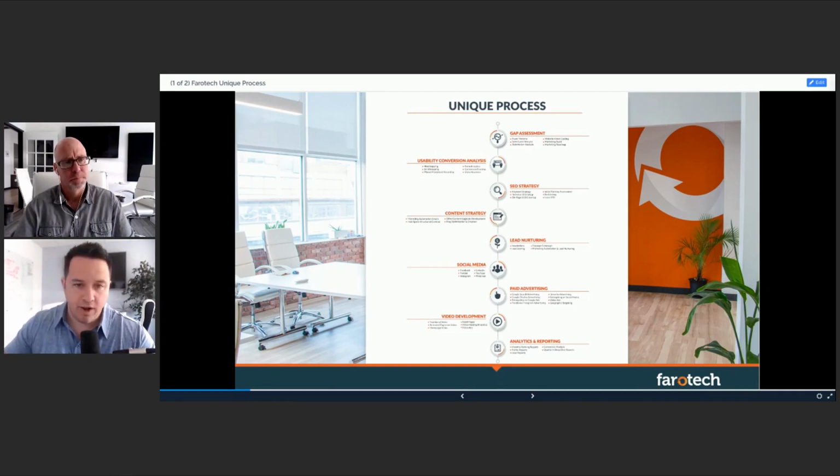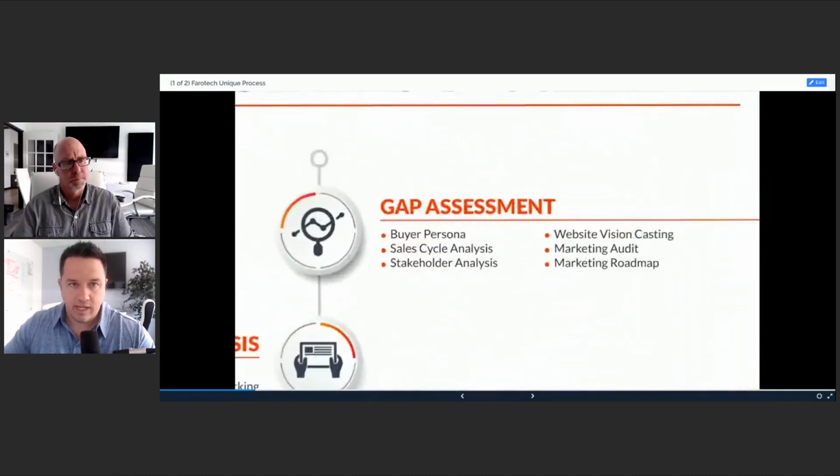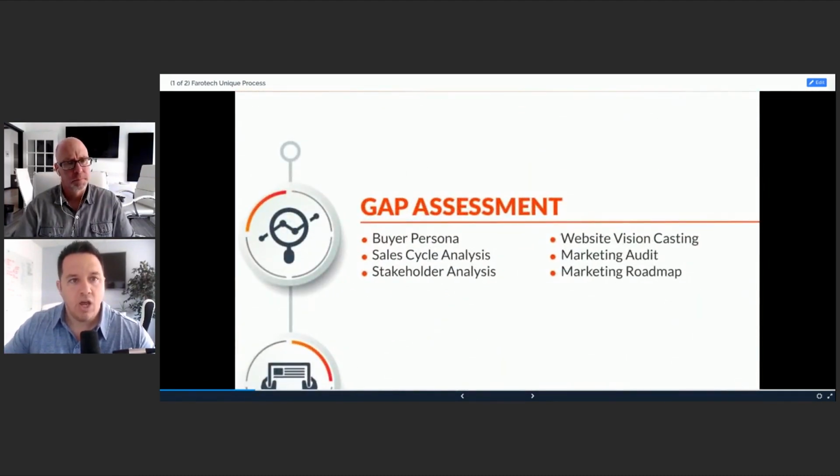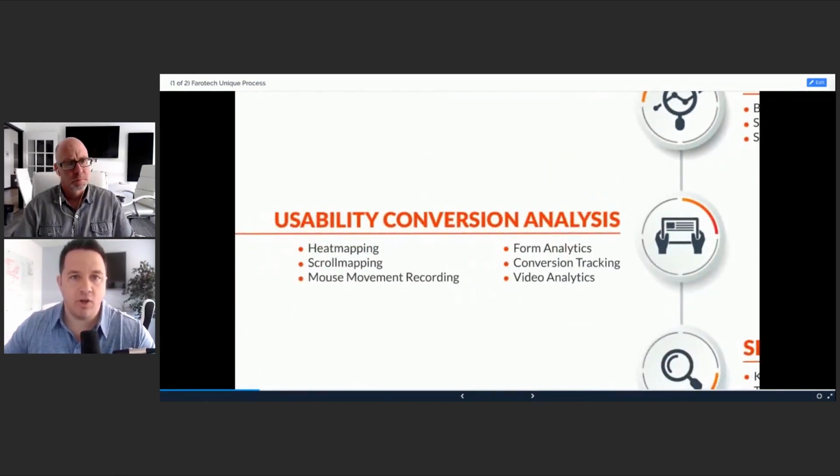But the part of this process that we think is very important is to understand in the beginning who your potential buyers are. And so we develop a gap assessment to try to figure that out. The next thing we do is something called usability conversion analysis. This is a piece of software that goes on your website. It's a heat mapping software that looks at people's eye movements, their mouse movements, where they're going.